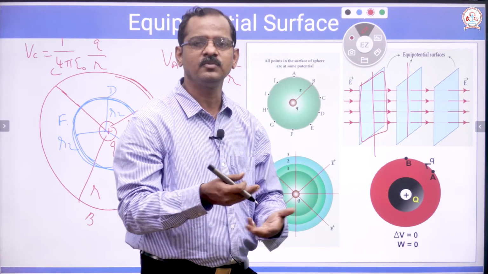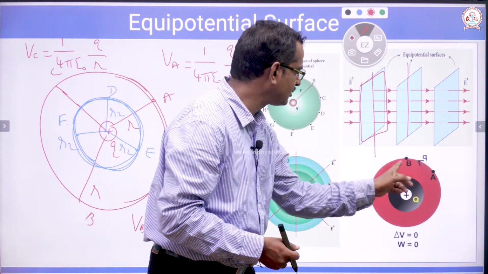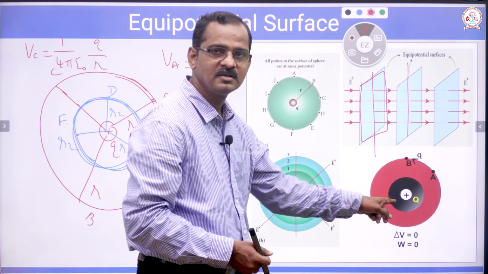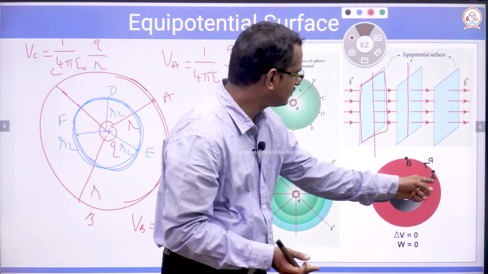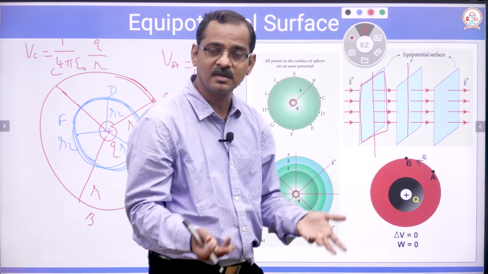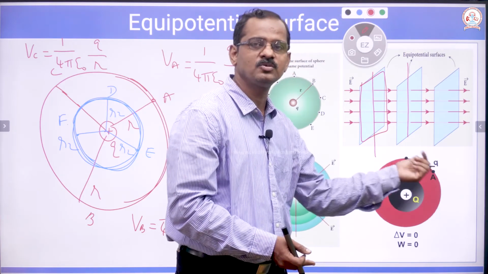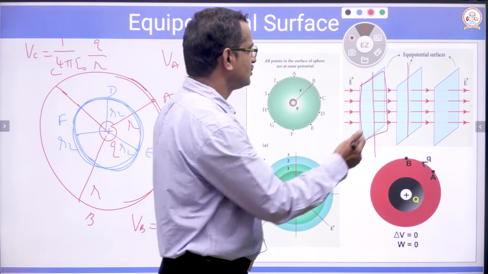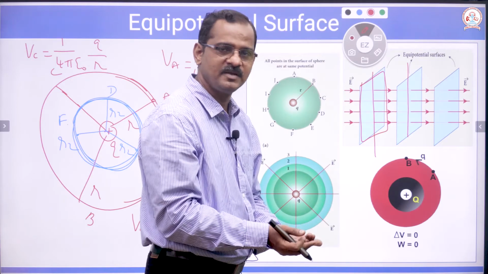When there is no potential difference, we need not do any work to move a charge. See that the point A and the point B are both at equal distance from the charge Q. When there is no potential difference, we need not do any work. We can move the charge easily. The work done to move a charge, whatever the amount of charge, from one point to another on an equipotential surface is 0. To move a charge from A to B, we need not do any work. Work done will be 0.